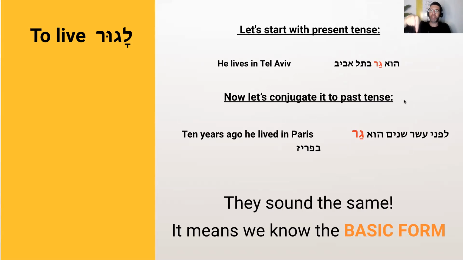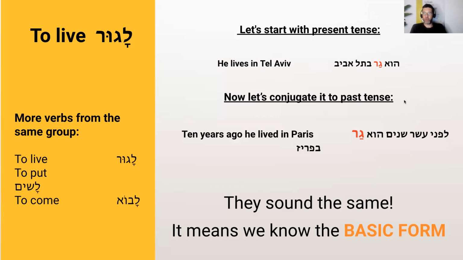היום הוא גר בתל אביב, לפני 10 שנים הוא גר בפריז, אוקיי? Today he lives in Israel, היום הוא גר בתל אביב, and 10 years ago he lived in Paris, לפני 10 שנים הוא גר בפריז. It's weird, right? They sound the same. What it means is that the basic form works exactly the same, only now we only have one a sound. Do you get it? Yeah, you're with me.